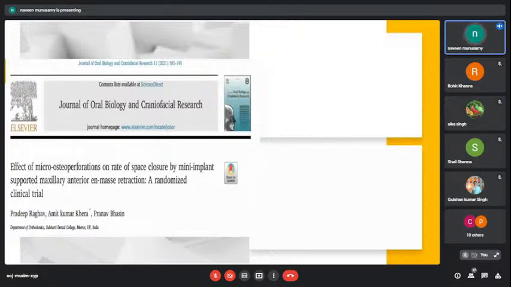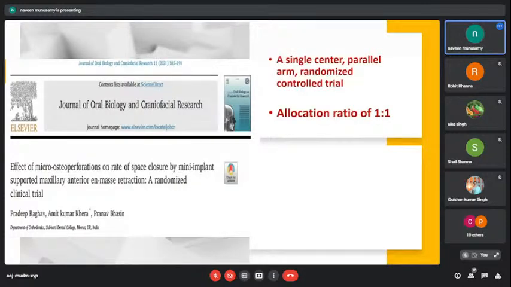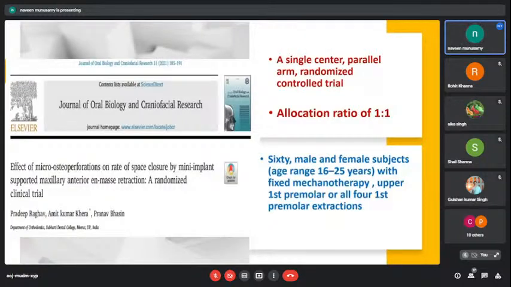In this, we evaluated the rate of tooth movement by an en masse anterior retraction after the extraction of the first premolars. So this was also a randomized clinical trial with an allocation ratio of 1:1. We recruited 60 subjects, out of which 30 were given to the experimental side.